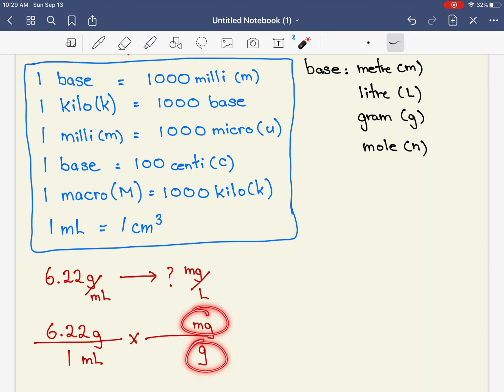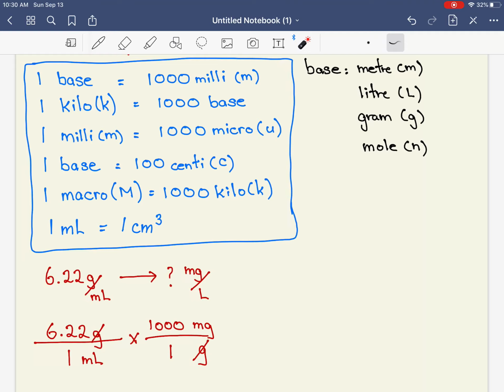Okay, the relationship is base to milli. That's this one right here. It's always the first one. So for every base is 1,000 milli. Base, grams, and grams cancel. Check this out. You're actually a step closer. What you have right here is milligram per milliliter. You got this one down packed. You just have to do this one now.